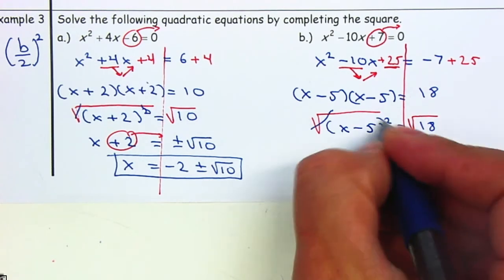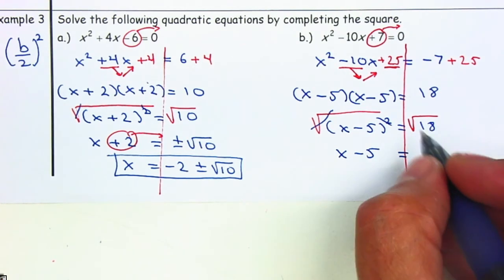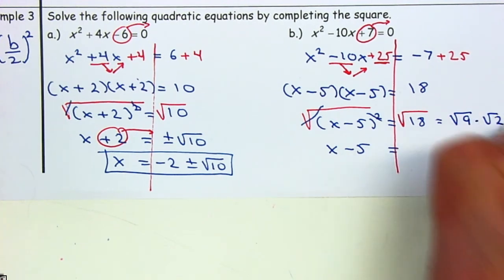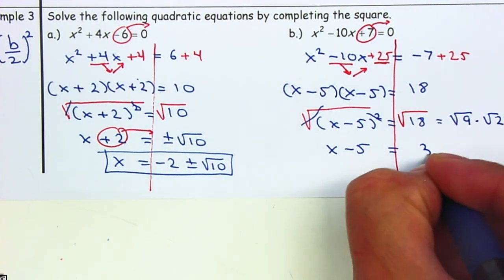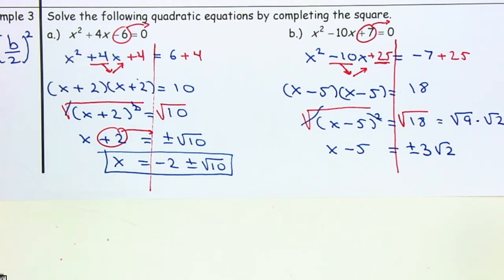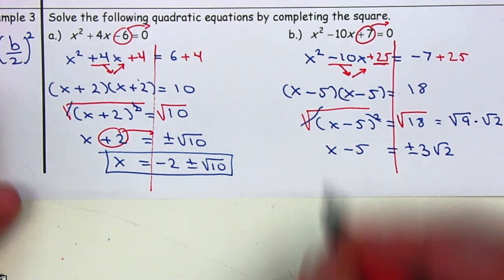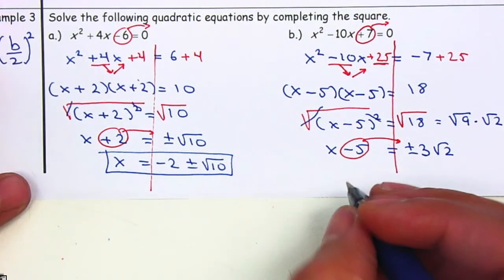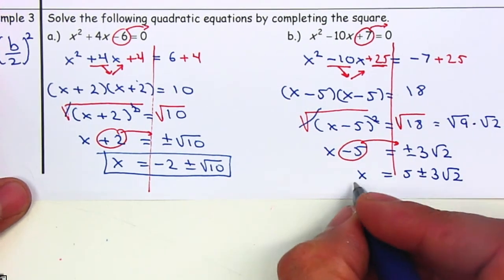The square and the square root cancels. We have x minus 5 is equal to. Now, square root of 18. You can do the factor tree if you want, or I can rewrite it as square root of 9 times square root of 2. That gives me 18. The square root of 9 is 3. So it'll be plus or minus 3 square root of 2. And the last step will be to move the 5 to the right. That will become a positive 5. That will be x is equal to 5 plus or minus 3 square root of 2.